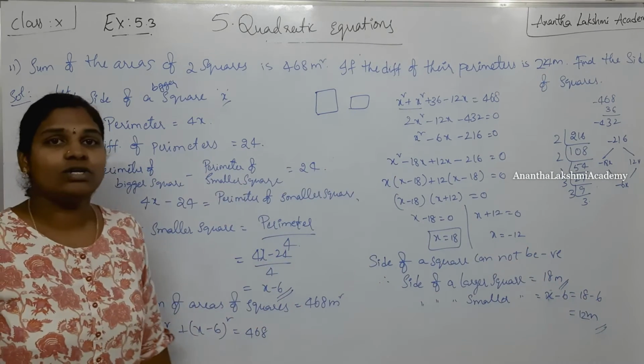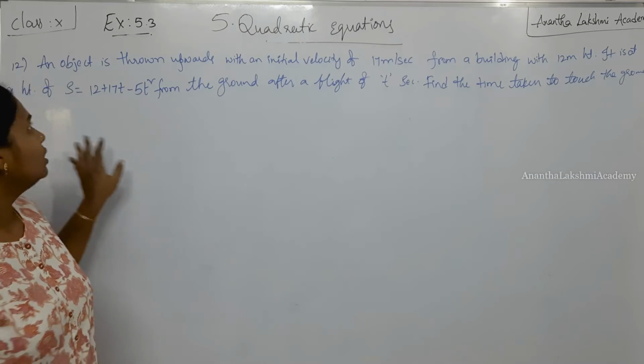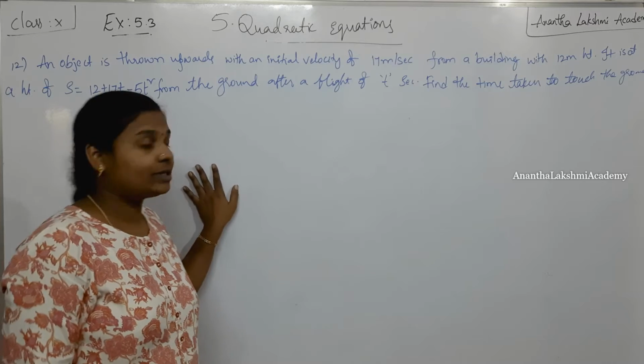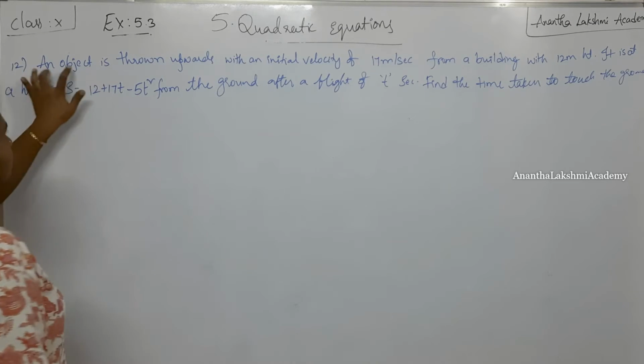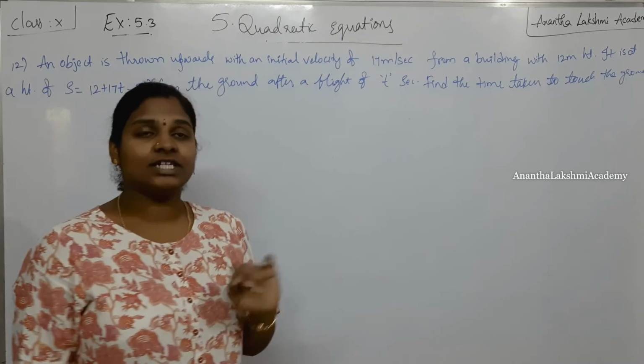Alright, that is about problem number 11. Let's jump into the next problem. So here we have the 12th problem written on the board. Let me go through it. An object is thrown upwards with an initial velocity of 17 meters per second.